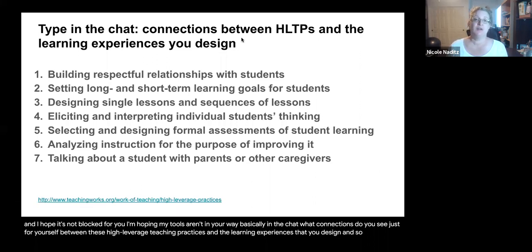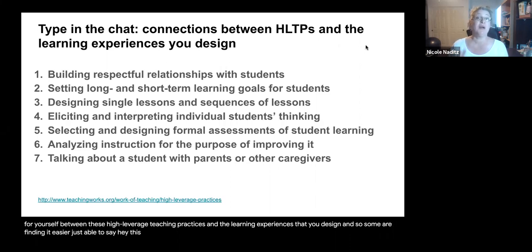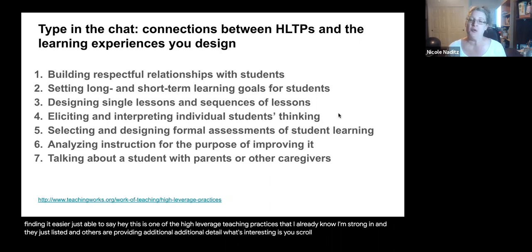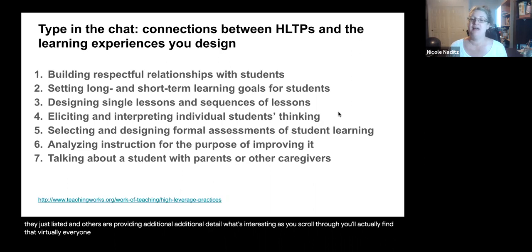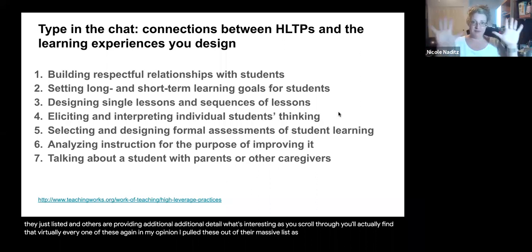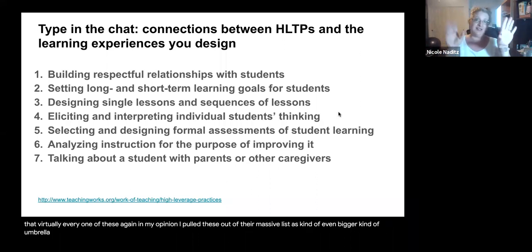And so some are finding it easy. They're just able to say, hey, this is one of the high leverage teaching practices that I already know I'm strong in, and they just listed, and others are providing additional detail. Nice. What's interesting is you scroll through, you'll actually find that virtually every one of these, again, in my opinion, I pulled these out of their massive list as bigger umbrella concepts under which I thought some of the other HLTP also fit.